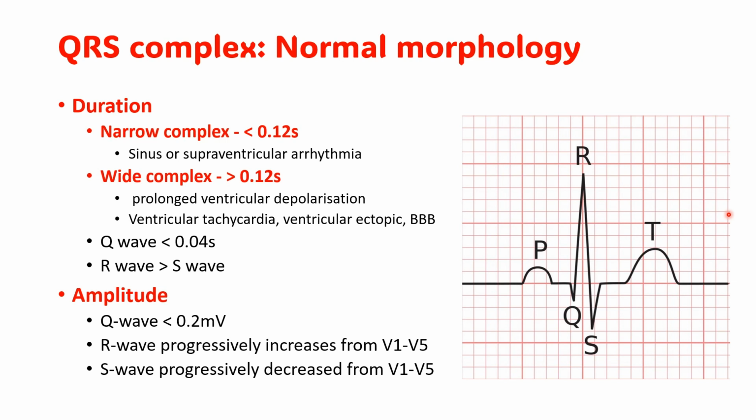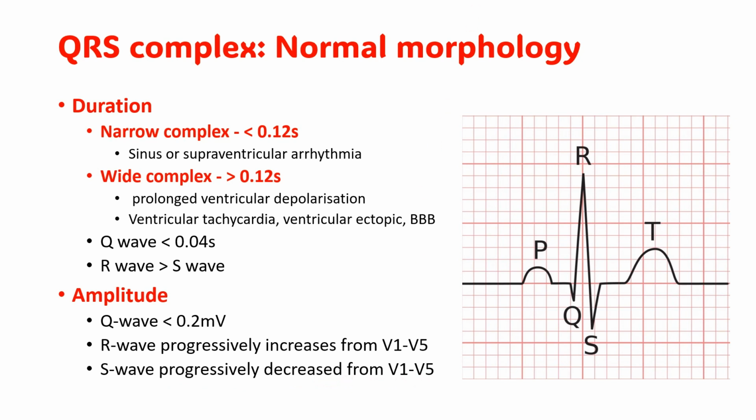With poor R wave progression, so when we don't have an increase in the amplitude of the R waves, this can be suggestive of previous anteroseptal MIs. Other causes can be left ventricular hypertrophy, right ventricular hypertrophy, left bundle branch block, and the list goes on, even things like dilated cardiomyopathy. It can also be a normal variant in some cases too. And our S wave should progressively decrease from V1 to V5.